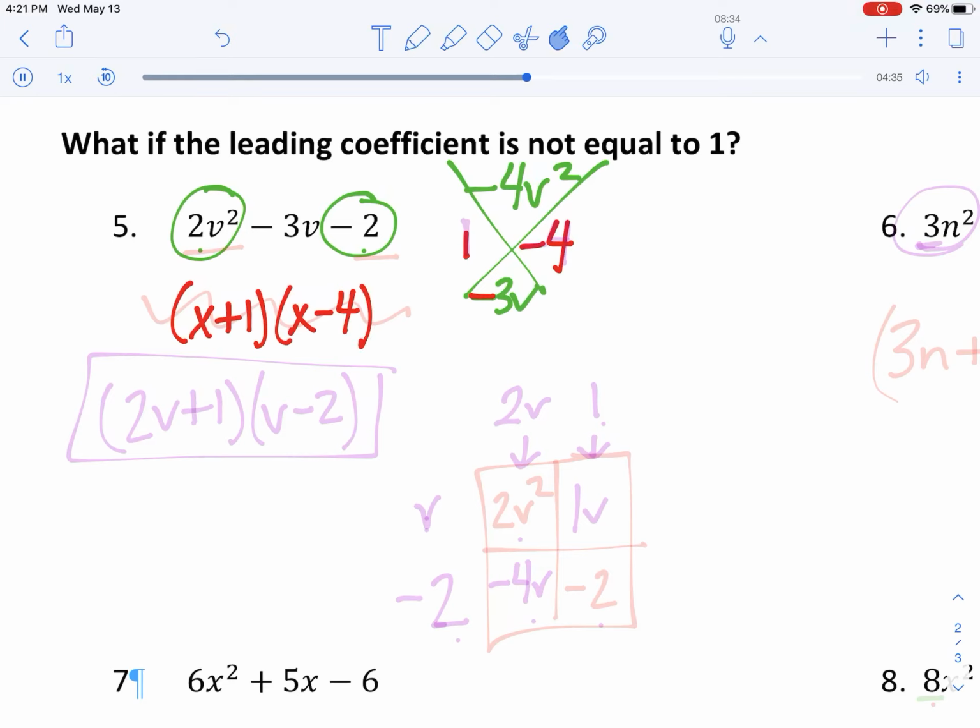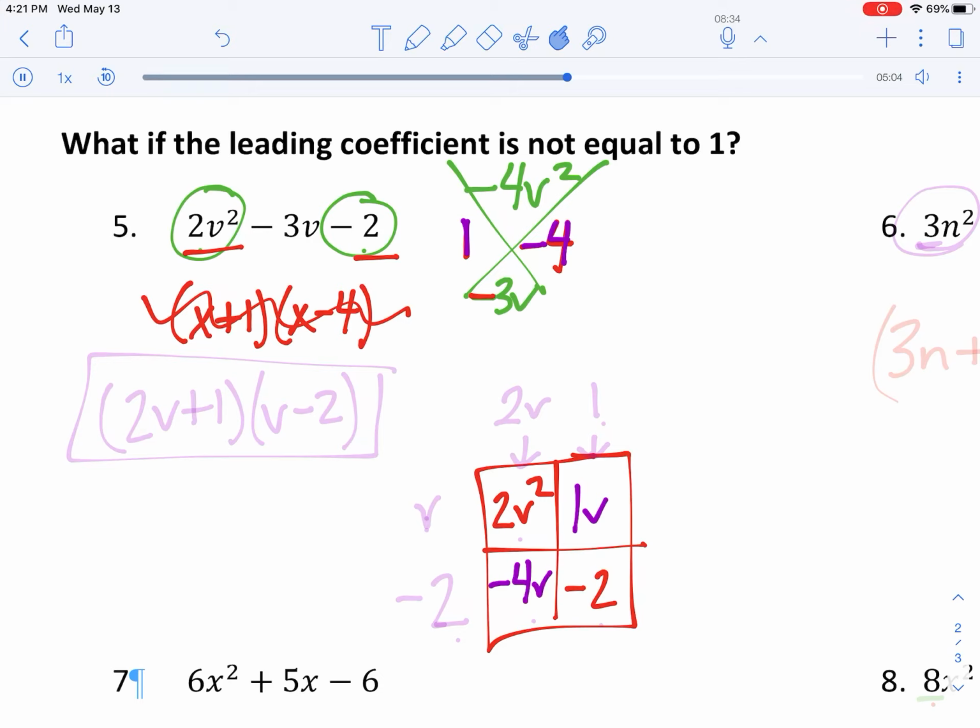But wait, that doesn't seem to make sense. So we can't do that. Instead, we're going to have to use our area model. And in the area model, we put the leading term, 2v squared, up in the upper left, and the ending term, negative 2, in the bottom right. We take the middle terms that we came up with, this 1 and negative 4, and we can put them in any order, as long as they fill in the box. And now we're going to factor out.